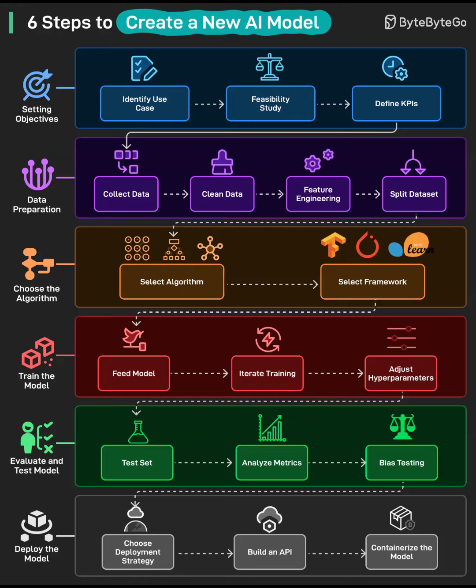Data preparation. Data work dominates timelines. Collect, integrate sources, log events, and design feedback loops so labels keep arriving. Clean, deduplicate, fix schema drift, handle missing values, and track lineage.